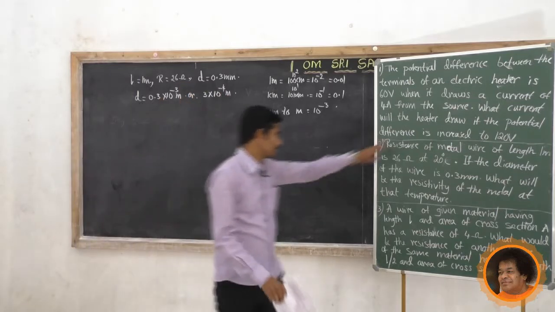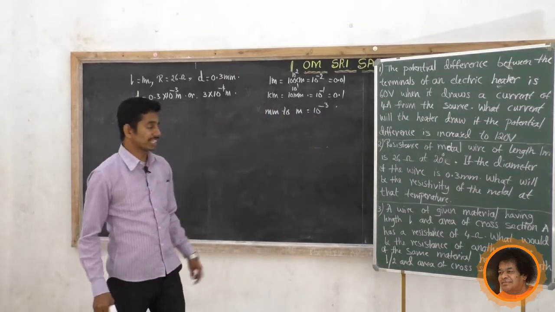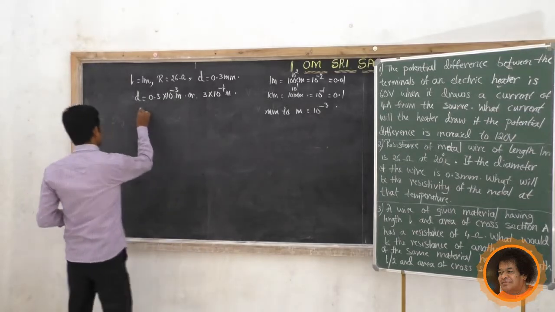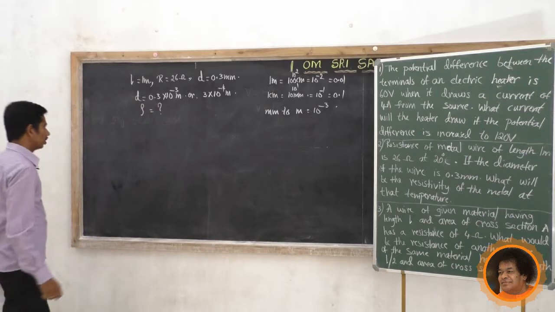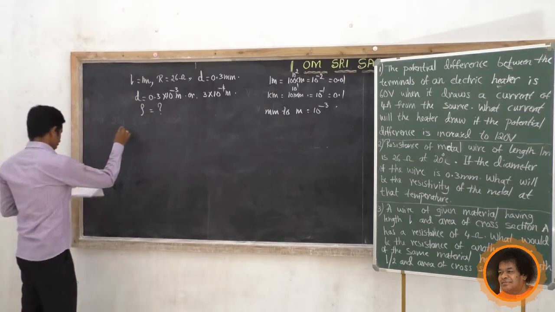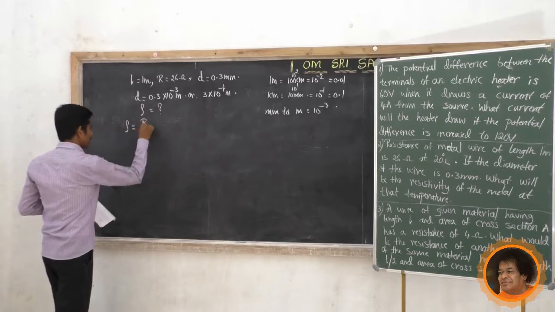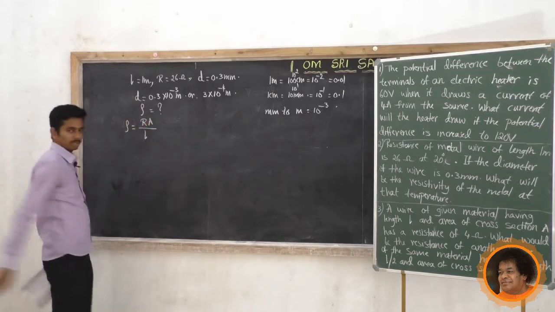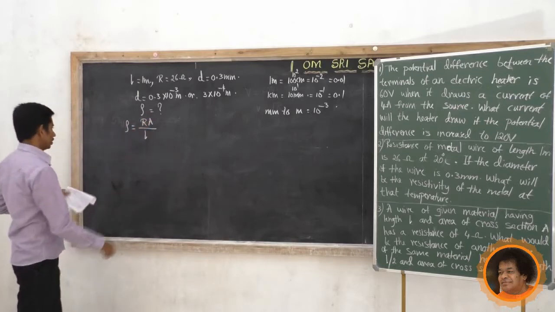What to find? If the diameter of the wire is 0.3 millimeter, what will be the resistivity of the metal? So, resistivity means rho. Find the value of rho. We know that the formula rho equal to RA by L. This is the formula we already derived. Rho equal to RA by L.